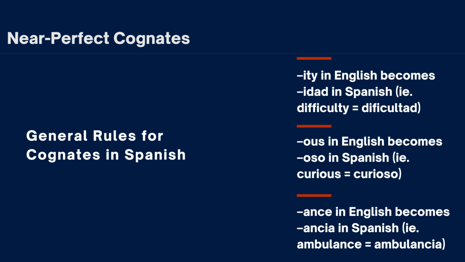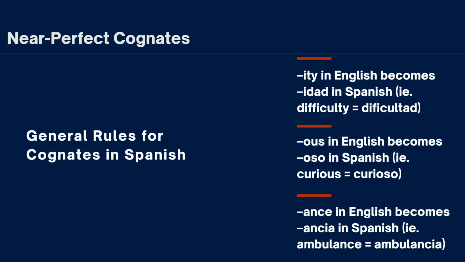Here are some other general rules you can use to understand how English and Spanish cognates relate. The ending -ity in English becomes -idad in Spanish. For example, difficulty, dificultad. The ending -ous in English becomes -oso in Spanish. Example, curious, curioso. The ending -ance in English becomes -ancia in Spanish. For example, ambulance, ambulancia. Now, this is excellent news for Spanish learners who already know English, as they don't have to spend countless hours learning new words because they probably already know many more words in Spanish than they believe.